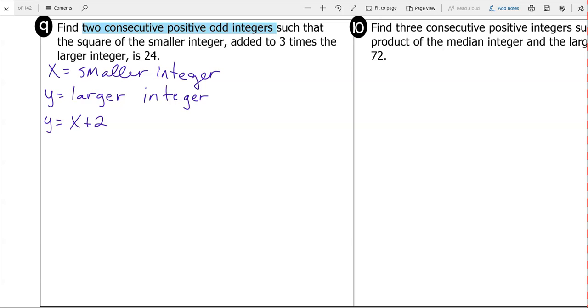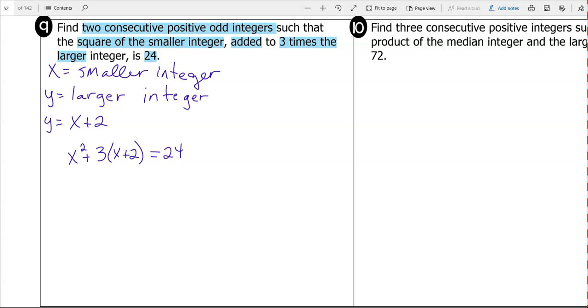And so we want to say that the square of the smaller, so let's go ahead and come up with that. We have the square of the smaller integer added to 3 times the larger integer, which is x plus 2, is 24. We need to make sure we're paying attention and reading out loud the math that we're writing. It is a good thing to be able to do. Not everyone can write math in words. That's a very important skill to have.